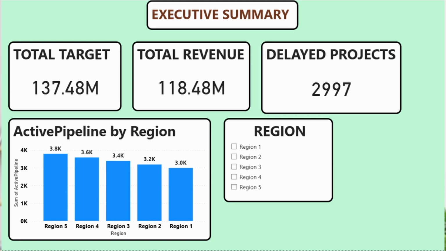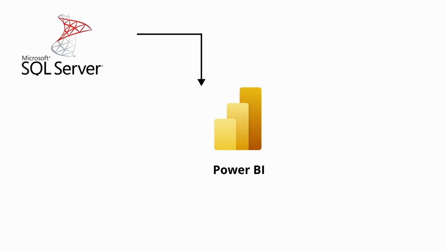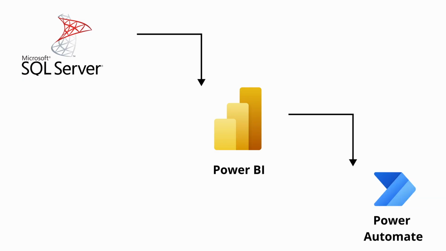In this video, I will show you how to build a real-time executive dashboard using SQL Server for structured data. We use Power BI to visualize the team-wise KPIs and Power Automate to send alerts and snapshots straight to your inbox or to your Teams or Outlook. We are not just creating charts. We are creating a system that drives the decisions automatically.